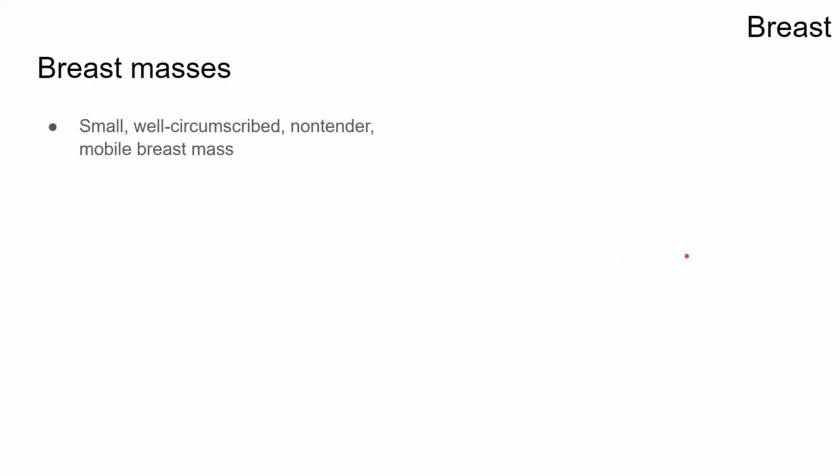Let's say, for example, someone comes in and they have a small, circumscribed, non-tender, mobile breast mass. Whenever you're presented with a breast mass, a general rule of thumb is to determine if it's benign or if it's malignant. And you can make that decision based on clinical features. These features are consistent with most likely a benign breast mass, like a fibroadenoma, or like fibrocystic changes.